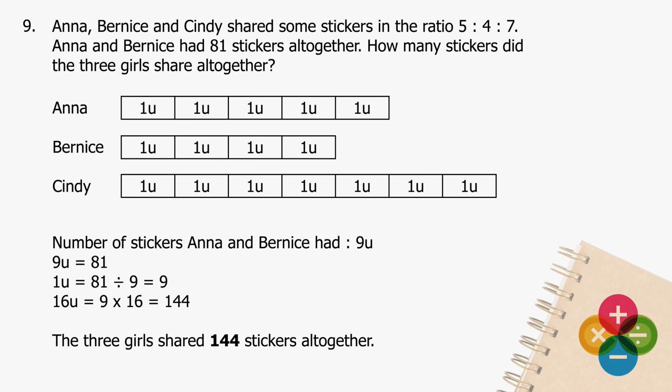The number of stickers Anna and Bernice had will be 9 units. 9 units is equal to 81. 1 unit will be, divide 81 by 9, and the quotient is 9. 16 units will be, multiply 9 by 16, and the product is 144. The three girls shared 144 stickers altogether.